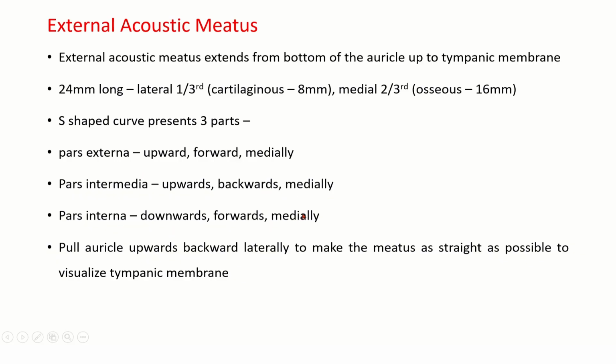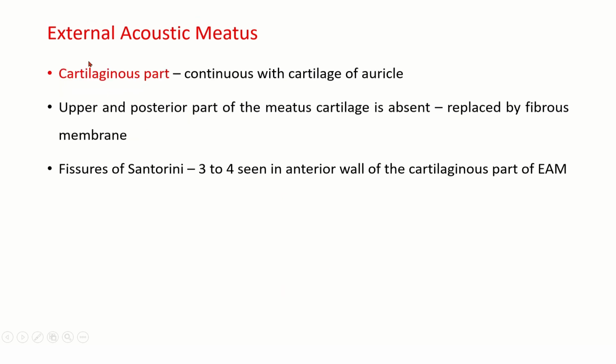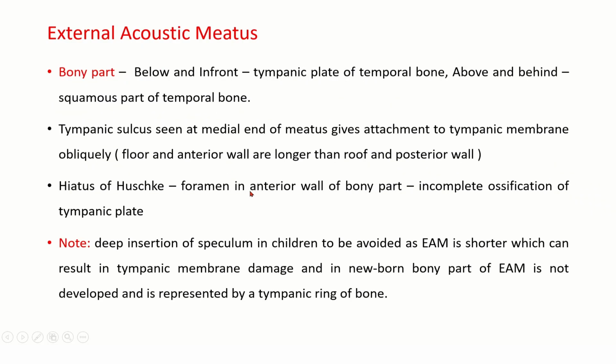So if you want to visualize the tympanic membrane and see the entire external acoustic meatus, we have to pull the auricle upwards, backwards and laterally to make the meatus as straight as possible to visualize the tympanic membrane. The cartilaginous part continues with the cartilage of the auricle. In the upper and posterior part of the meatus, especially the cartilaginous part, the cartilage is absent, replaced by fibrous membrane. In the anterior wall, 3 to 4 fissures of Santorini are seen.